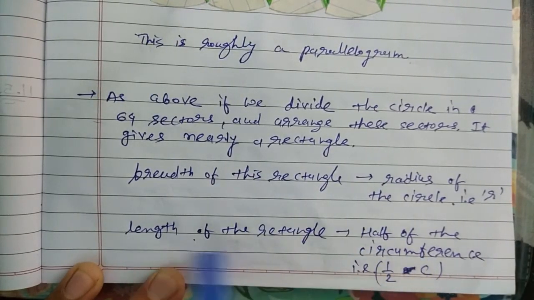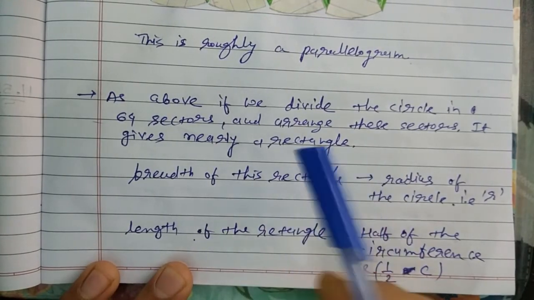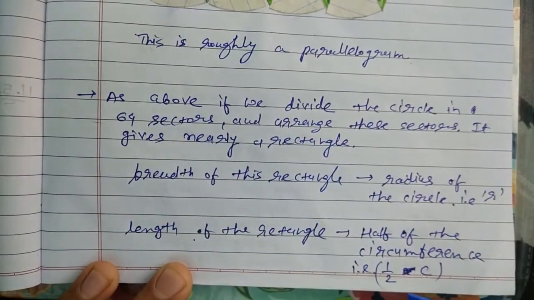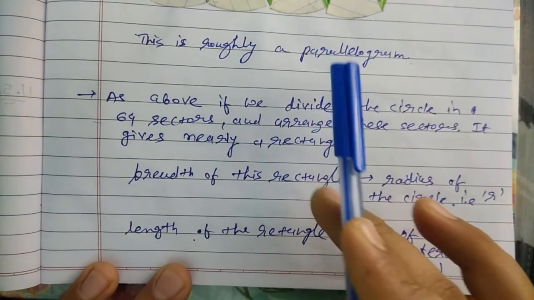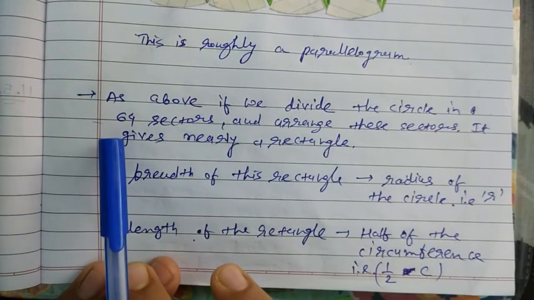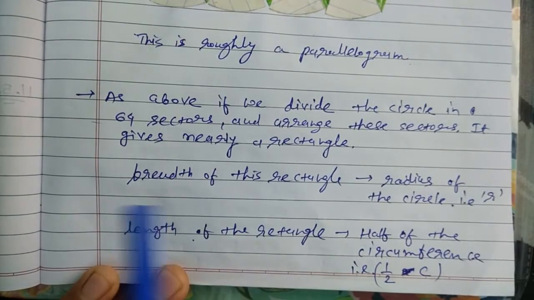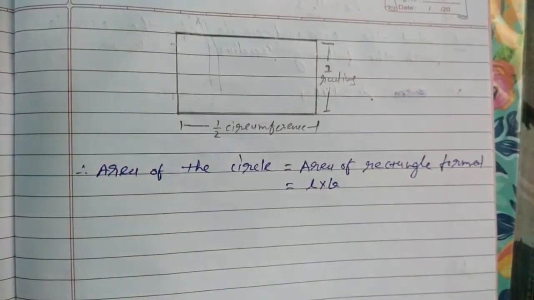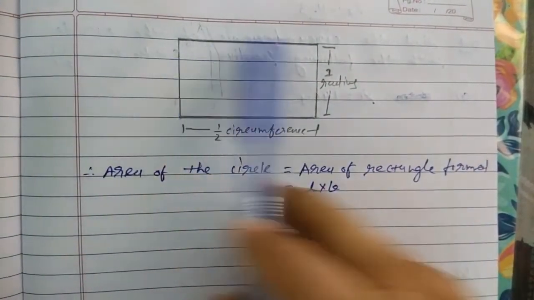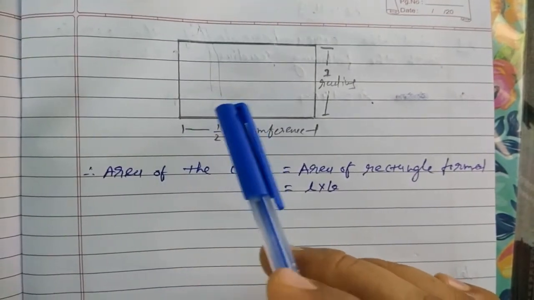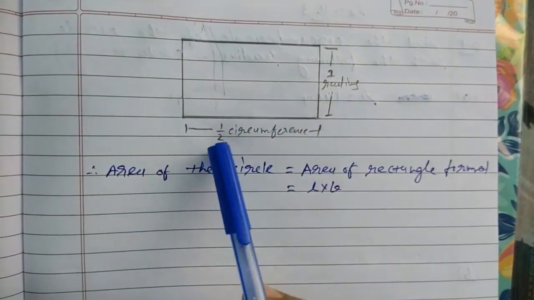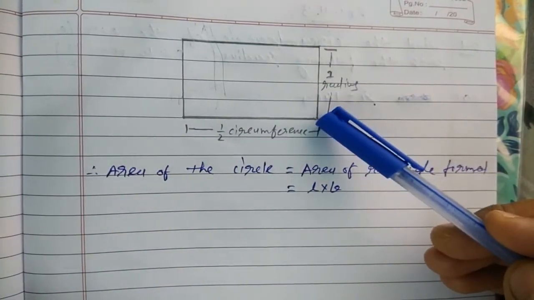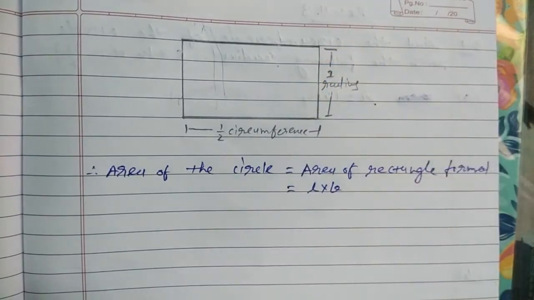How? The length of the rectangle is nothing but 32 sectors of the circle. A total of 64 sectors are there when we divide it, so 32 sectors are there. The distance of 32 sectors is half of the circumference. And this way we have to compare. This kind of figure we get when we divide the circle into 64 sectors. The length is half of the circumference and the breadth is the measure of one radius.